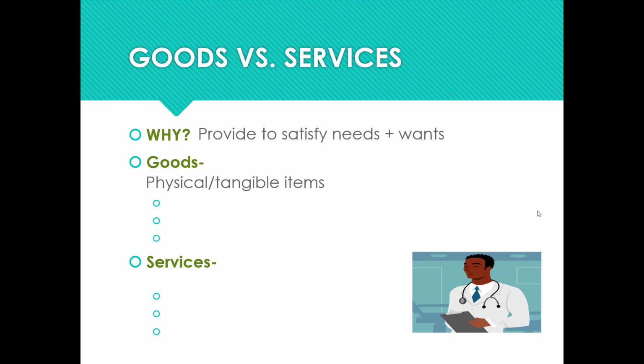A good is something that is physical or a tangible item. I can pick it up, I can walk out of the store with it. So for example, any food item, any electronic, clothes. These are all goods. I can pick them up. I can hold them in their physical form.